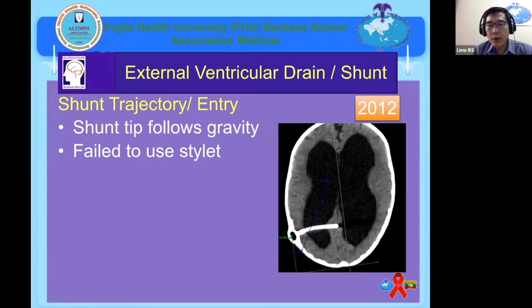Why? I'll show you a very good example. In this case, we did not use the stylet, and because of gravity, the tip of the ventricular end of the catheter tends to fall by gravity. So there is a high chance you may have a misplacement of the EVD. So always try to use your stylet to make a proper trajectory of your EVD or ventricular catheter insertion, and you can avoid this, what we call malposition of the ventricular catheter.